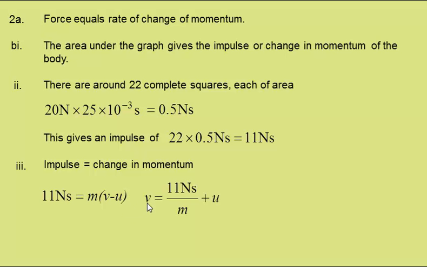So the final speed v is equal to the change in momentum over the mass plus the initial speed. Taking the initial direction as negative, this gives a final speed of 16 meters per second.